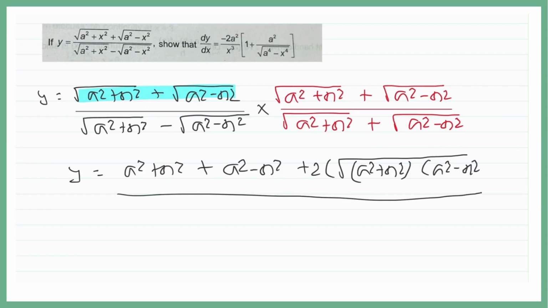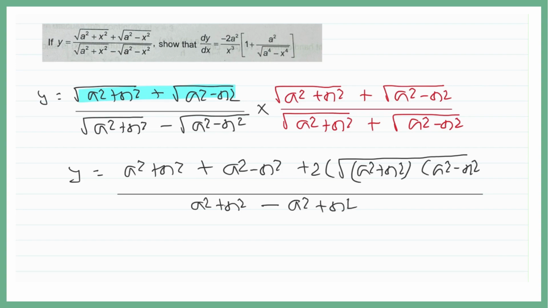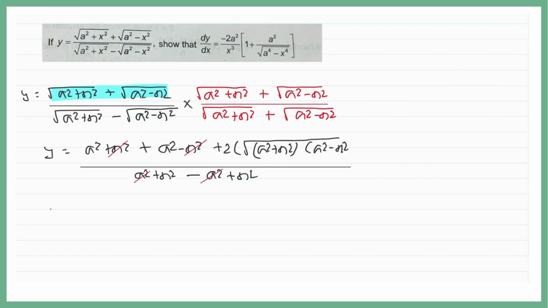That whole divided by the denominator. In the denominator, we can observe it is in the form of (a − b) into (a + b), which is a² − b². So the square of this will be the same thing without under root, minus the square of the other, which gives minus a² plus x². Now the positive a² and negative a² get cancelled, and positive x² and negative x² get cancelled. So in the numerator we are left with a² plus a², that is 2 times a².